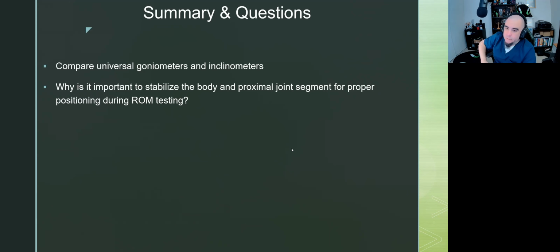So why is it important to stabilize the body and proximal joint segments for proper range of motion testing? Because it limits their ability to cheat. And patients may not know they're cheating. Right? We're going to talk about easy ways they cheat for lifting up for shoulder flexion and hip flexion, where they may move accessory motion. But that's kind of the main thing, is to keep them from cheating.